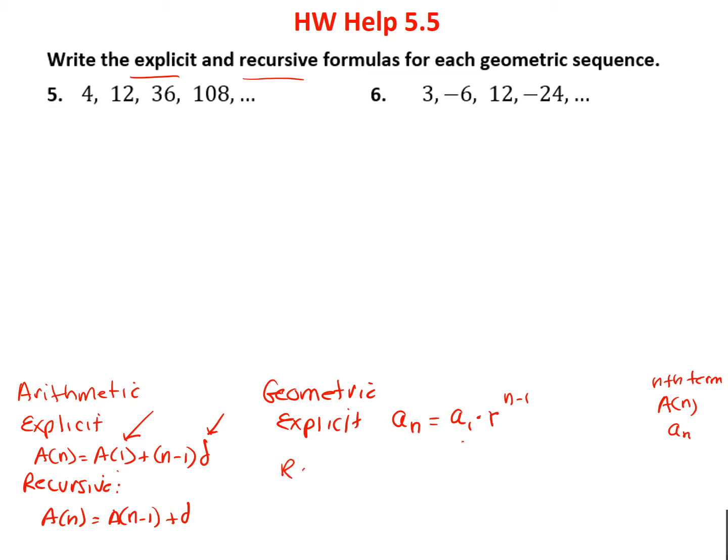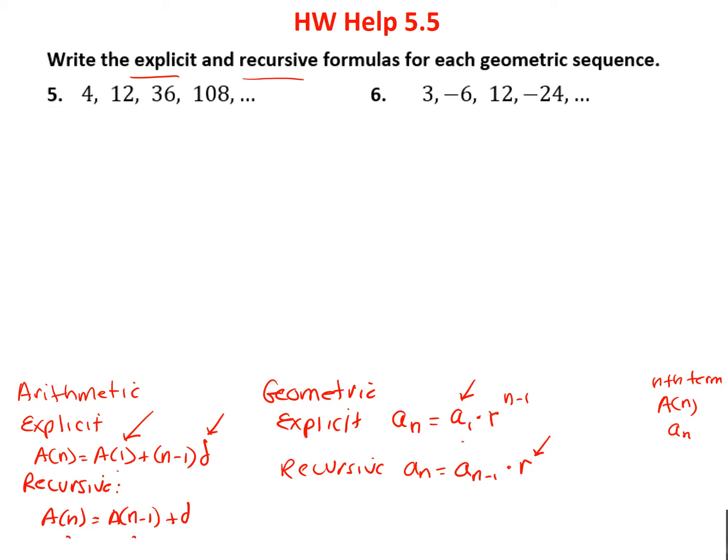The recursive simply says the nth term equals the one before it. Again, notice a very clear similarity, times whatever the common ratio is. So once again, the two things you have to know is what's the first term and what's the common ratio. If you can determine those, then you can write either of them. So we go to number 4.